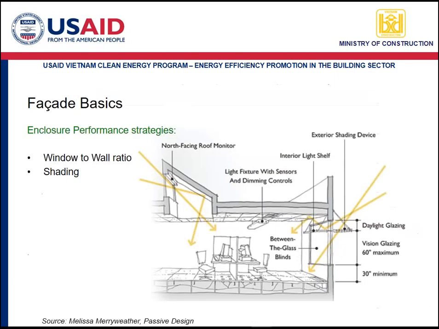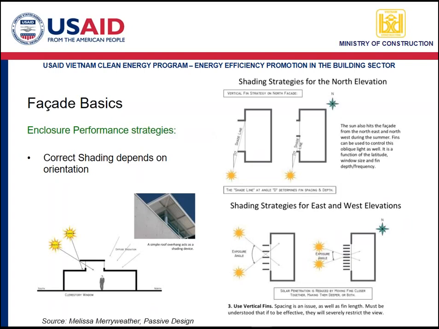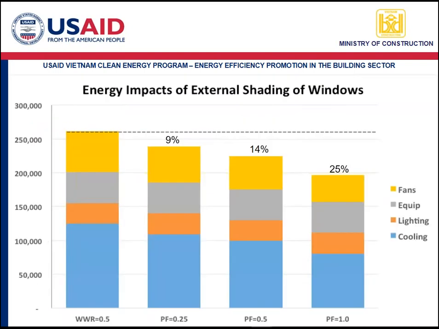So then if you have overhangs and fins or solar shades shading the glass from the direct rays of the sun, and here are just different shading techniques for different orientations, the impacts of external shading are pretty significant as well. Here you have the baseline building. Here you have a shading overhang that is 25% of the height of the window, saves 9% of total energy. If the overhang has 50% of the height of the window, it saves 14%. If the overhang is at the height of the window, it saves 25%.